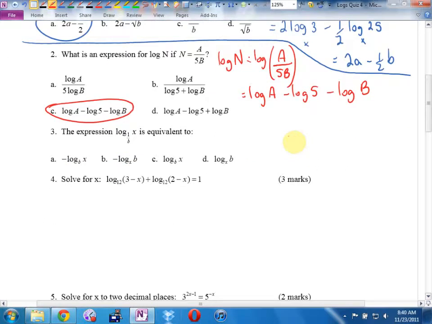Number three, I thought was the toughest multiple choice. I looked at this and I went, no idea. Haven't got a clue. Well, no, I have a little bit of a clue. What's my base right here?